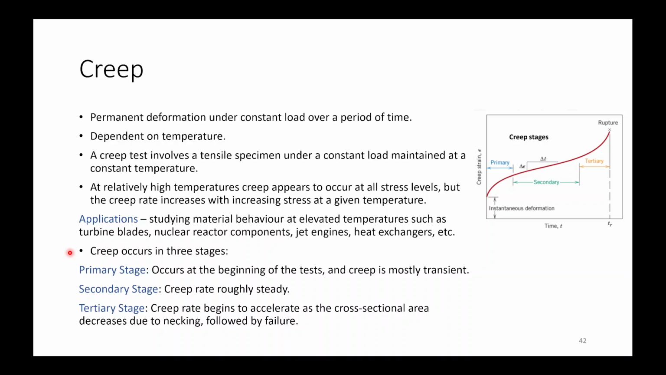And this creep occurs in three stages. From this graph we can see the first part is the primary stage, the second part is the secondary stage, in which it is almost proportional, which is known as steady state, and the third part is tertiary. In the first part, at the beginning of the test, the creep is mostly transient, and then in the second part it is almost at a constant rate, and then the creep rate begins to accelerate as the cross-sectional area decreases due to necking, followed by failure, and failure in case of creep is known as rupture because it is ductile in nature.